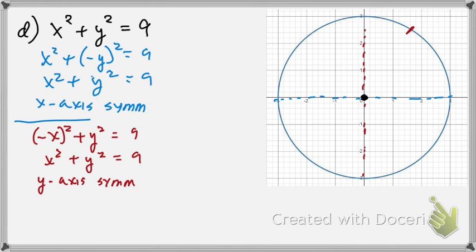That's what symmetry with respect to the origin means. You put a pin at the origin, you spin it around 180 degrees. If it looks identical to what you started with, you've got symmetry with respect to the origin.